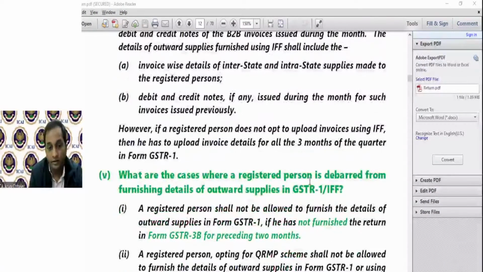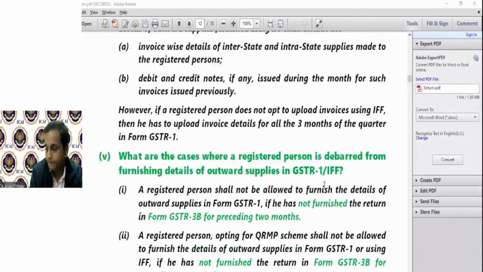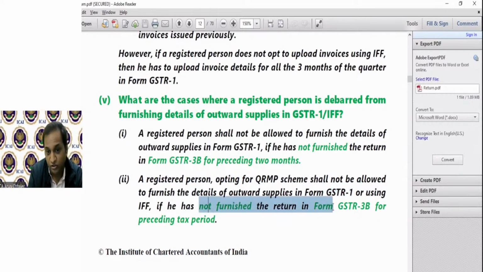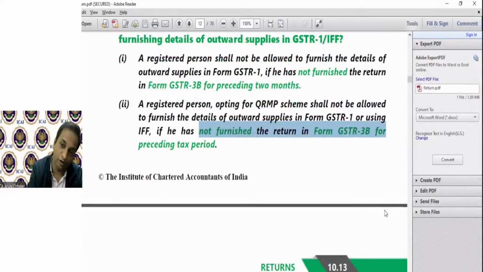What are the cases where a registered person is debarred from filing the GSTR1 or IFF? A registered person shall not be allowed to file the GSTR1 if he has not furnished the GSTR3B for the preceding 2 months. A registered person opting QRMP shall not be allowed to furnish the outward supply in GSTR1 or IFF if he has not furnished the GSTR3B for the preceding tax period. If you do not furnish the 3B, then you are not allowed to file the GSTR1.